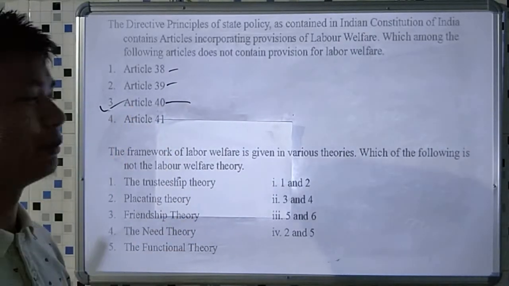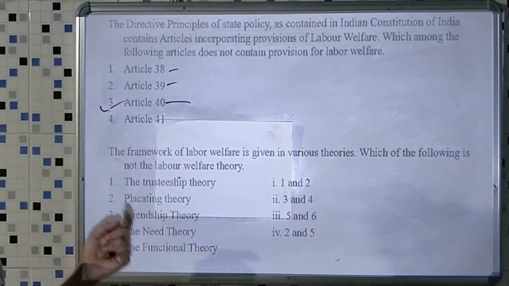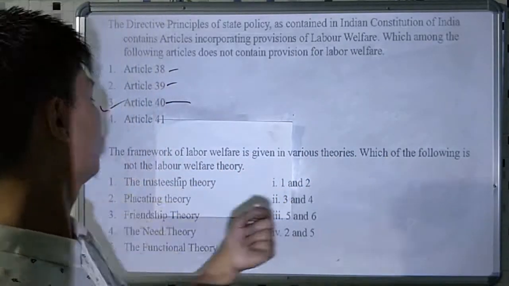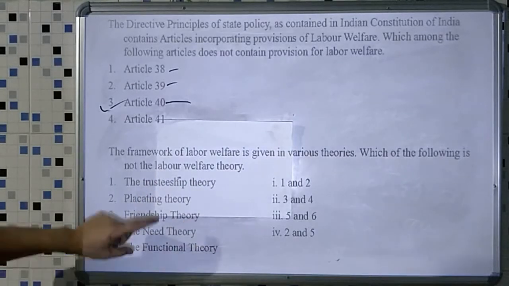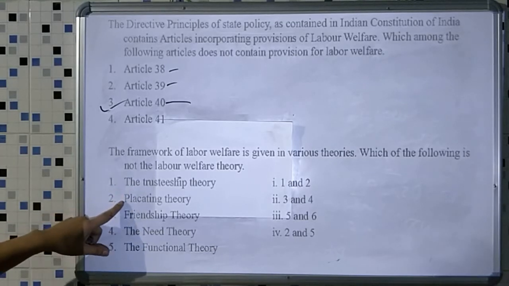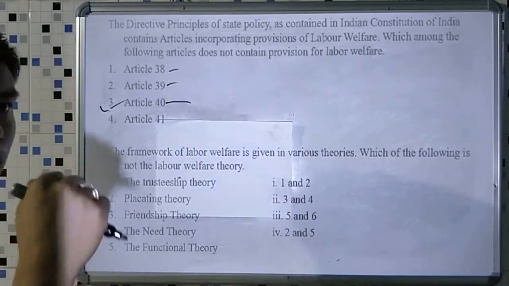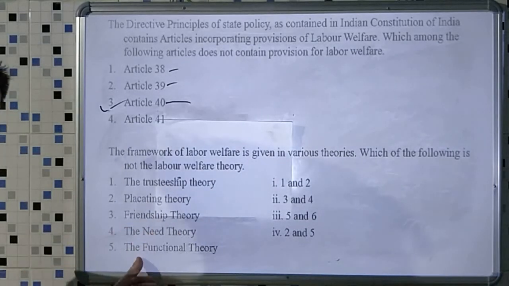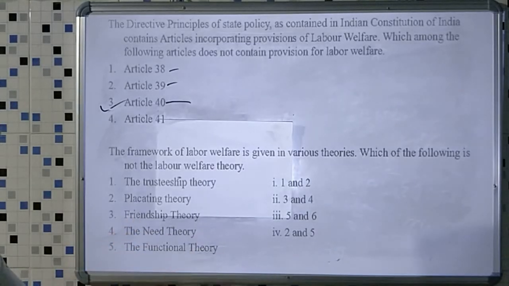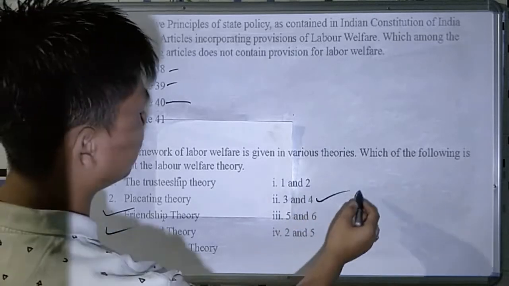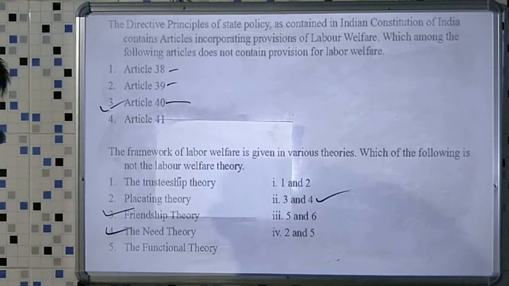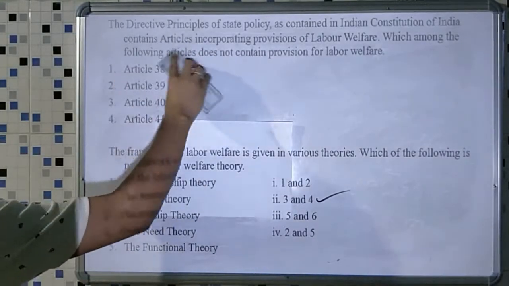See, there are numerous questions you can make, and the framework of labor welfare is given in various theories. Which of the following is not a labor welfare theory? We have studied trusteeship. It's also known as paternalistic. Placating means what? Demanding workers. Remember, workers are very demanding. Remember, friendship theory. Need theory, no. What is need theory? Must be hierarchy. Then functional theory. So what are not? These two are not. So 3 and 4. See, you never expect need theory, right? Did you even expect the new theory? But still, you put what? Can you put anything? This realization is very dangerous.